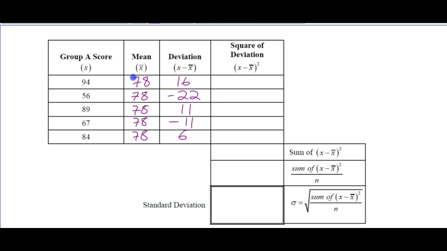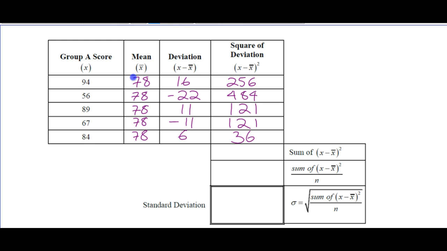Now the problem with that is that some of them are positive and some of them are negative. So if we just added them up, we could end up with a 0, and that really wouldn't be a good measure of the dispersion. So to make them positive, we square each of them. 16 squared is 256. Negative 22 squared becomes positive 484. 11 squared is 121. Negative 11 squared is 121. And 6 squared is 36.